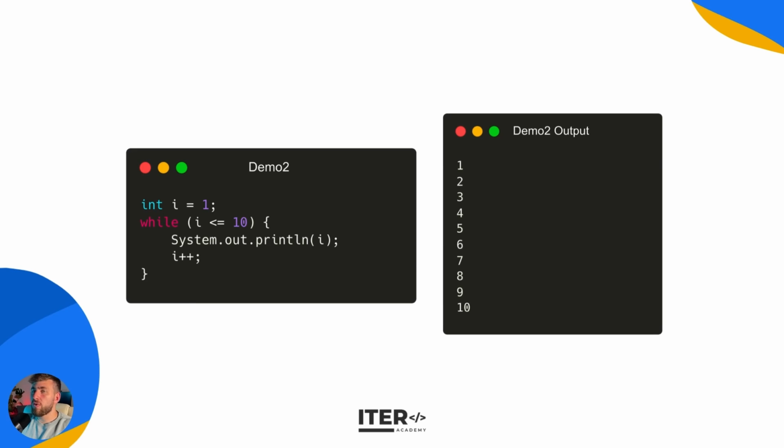Here is an example of a while loop that prints the numbers from 1 to 10. You can see it in the demo too. In this example, the variable i is initialized to 1, and the while loop runs as long as i is less than or equal to 10. The code within the loop prints the current value of i and then increments it by 1. This way, the condition i less than or equal to 10 will eventually become false and the loop will exit.